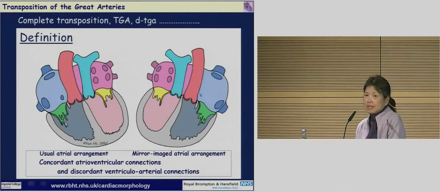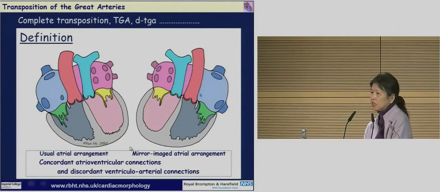And Adri has started off saying and defining what we mean by complete transposition, which of course is known by a whole host of other names, TGA, DTGA, etc. Basically, usual atrial arrangement or mirror image atrial arrangement with concordant atrioventricular connections and discordant ventriculo-arterial connections.